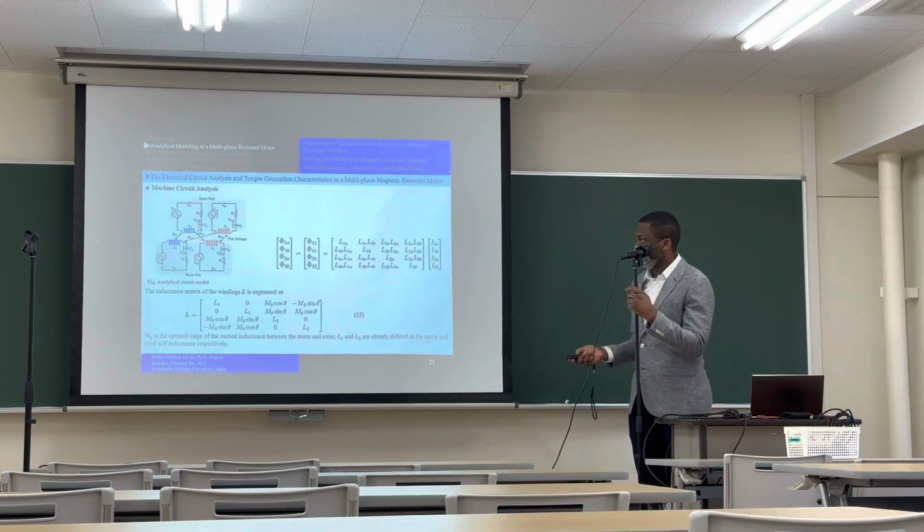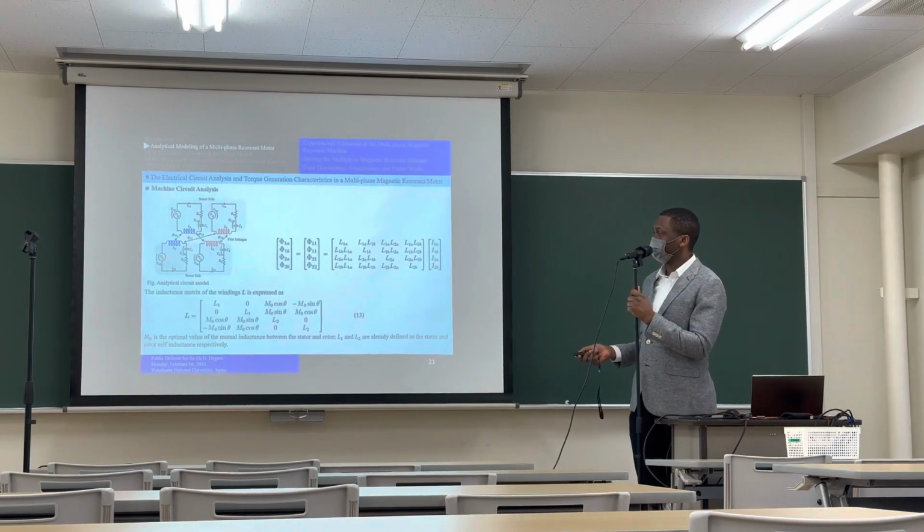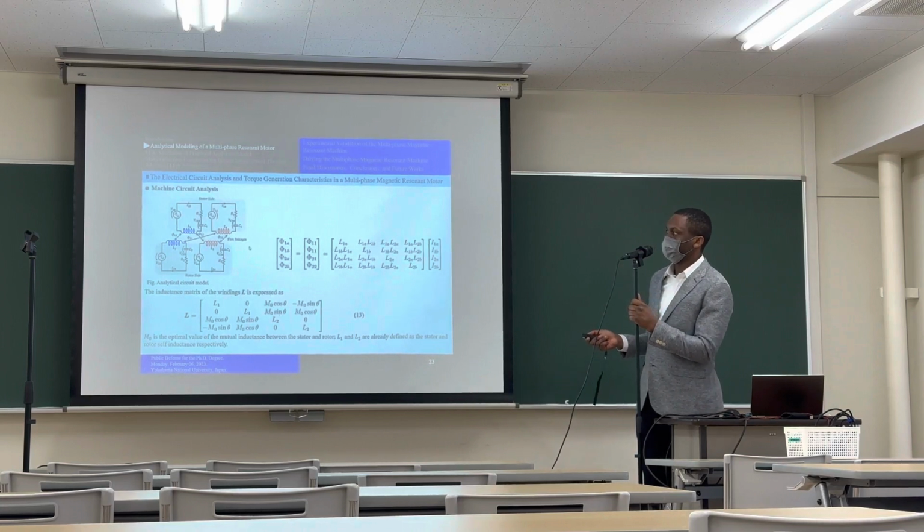Now the next part is to develop a frequency model. For the frequency model, we do a detailed analysis of the electrical circuit of the machine. In the electrical circuit, we can come out with a full picture of the field flux between the coils. This field flux between the coils will come with a matrix, and from this matrix we can come out with the inductance matrix of the windings of the machine.